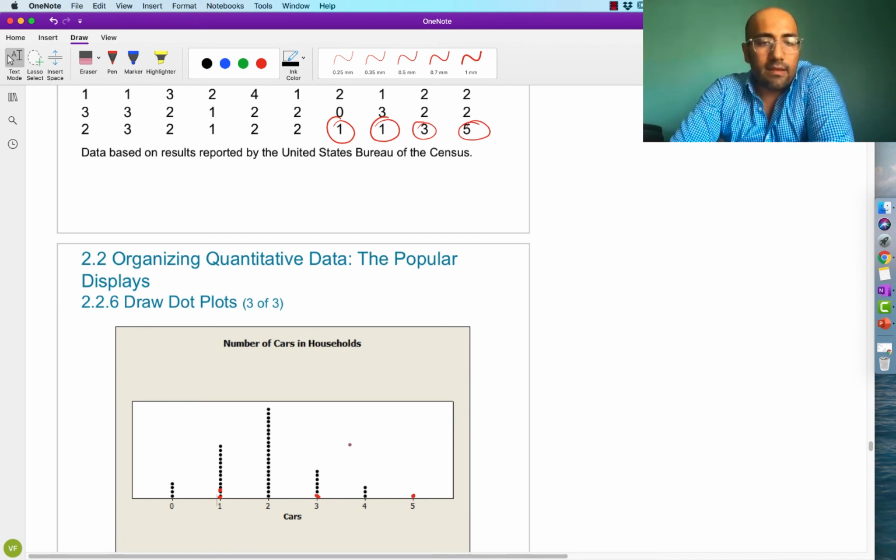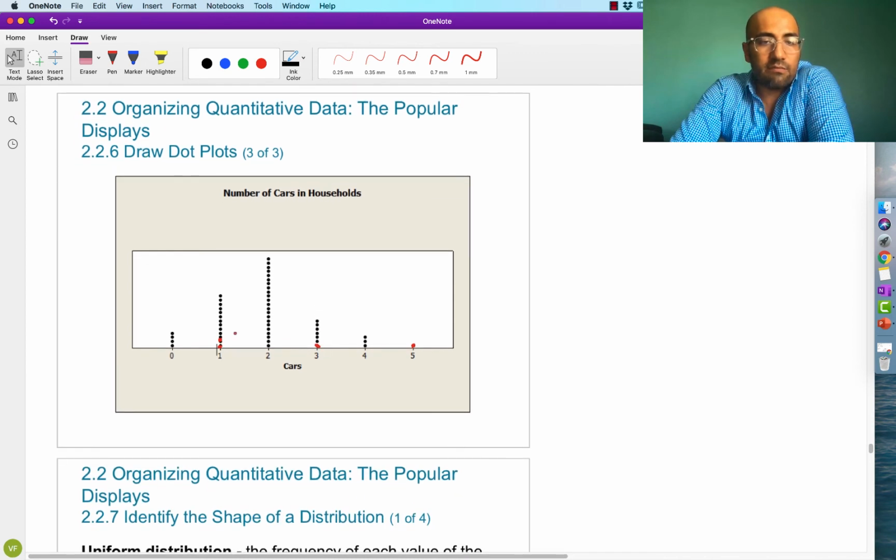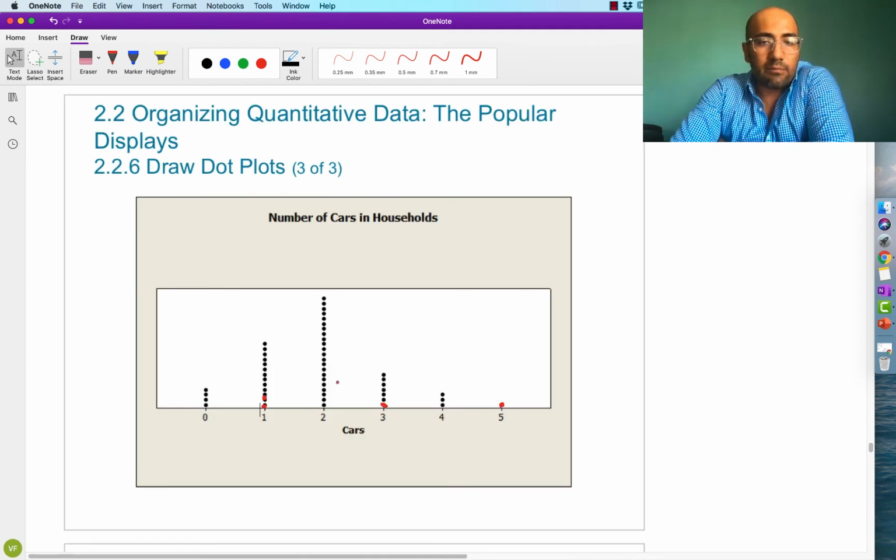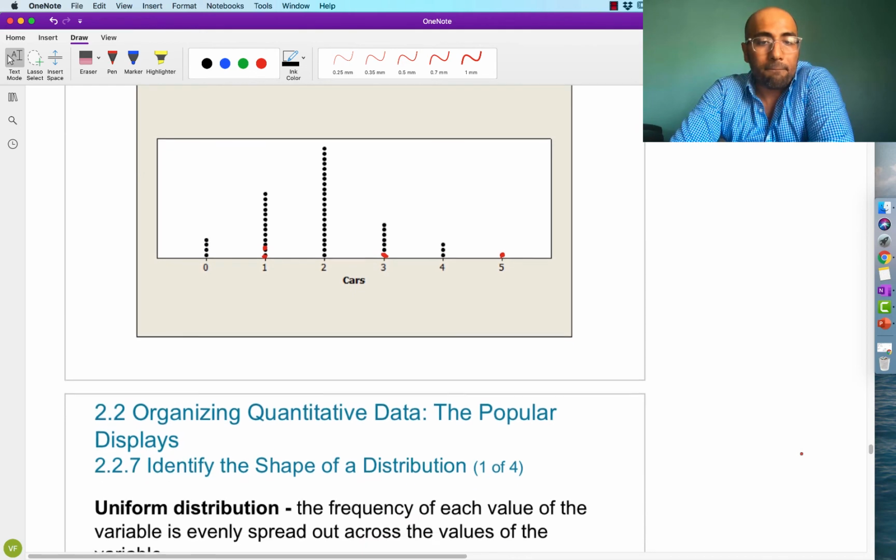And then this also preserves the original data, right? If this was given to me, I can reconstruct it, I can deconstruct it, and go back to the original raw data file, right? So that's another nice thing about dot plots. Although if there's a lot of them, it might be really difficult to go back, but it's not impossible. Good.